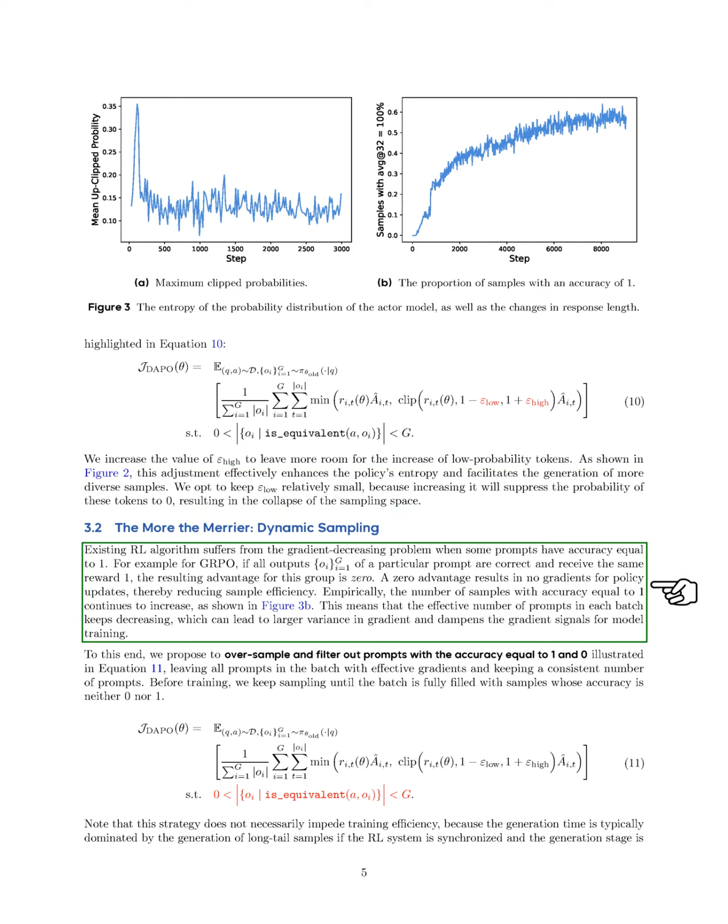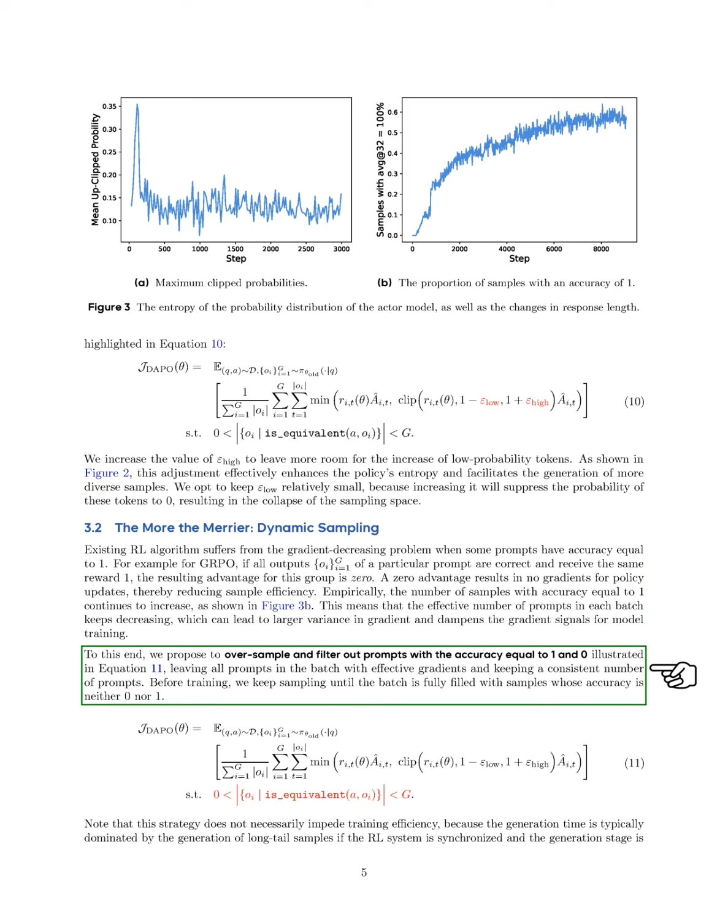Next, we address the gradient decreasing problem in existing RL algorithms, particularly when some prompts achieve perfect accuracy. In such cases, the advantage for those prompts becomes zero, resulting in no gradients for policy updates and reduced sample efficiency. We propose a dynamic sampling approach where we oversample and filter out prompts with perfect or zero accuracy, ensuring that all prompts in the batch contribute effectively to gradients.